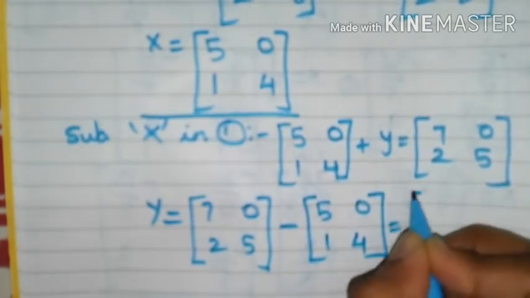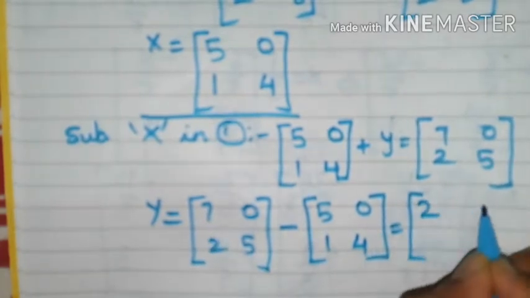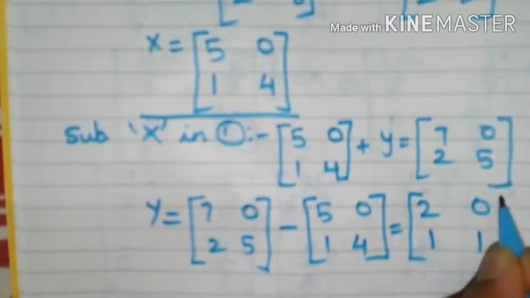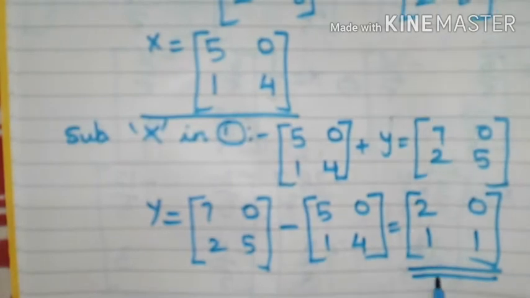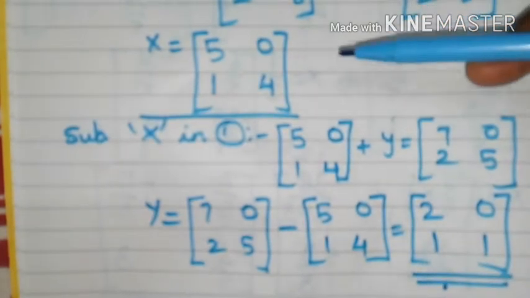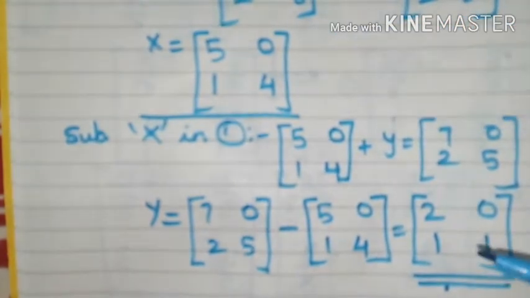So let us do the subtraction. 7 minus 5 is 2, 0, 1 and 1. So this is the value of y. This is the way we obtain the values of matrix X and matrix Y.